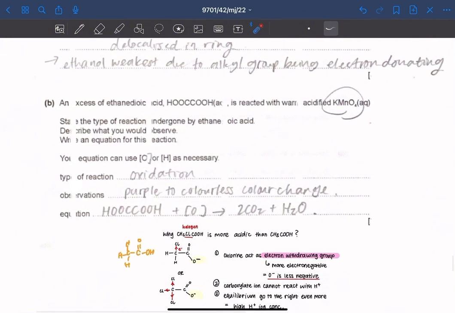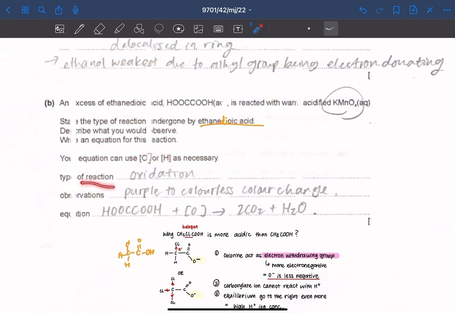Okay, B. An excess of ethanedioic acid, HOOC-COOH, is reacted with warm acidified KMnO4. State the type of reaction undergone by ethanedioic acid. Describe what you would observe. Write an equation for this reaction. Your equation can use O or H if necessary.